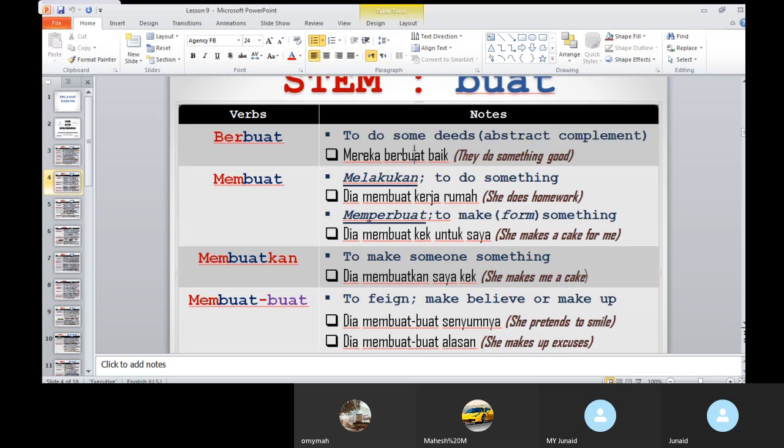So membuat has the same meaning as berbuat, but we normally use it with something that we can see. Dia membuat kerja rumah. So she does her homework. Kerja rumah, something you can see. Or membuat can also mean to make something, like to make a cake. Dia membuat cake untuk saya. So cake is something that you can see.